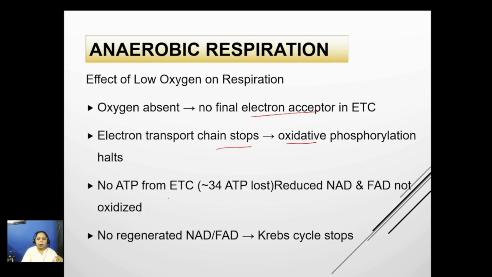So no ATP is formed, and definitely NAD and FAD are not oxidized. If they are not oxidized, meaning they are not recycled in the cell, and they are needed in the Krebs cycle, then the hydrogens are not removed and definitely they are not going to become part of the Krebs cycle. So no regenerated NAD and FAD, so the Krebs cycle also has to stop.